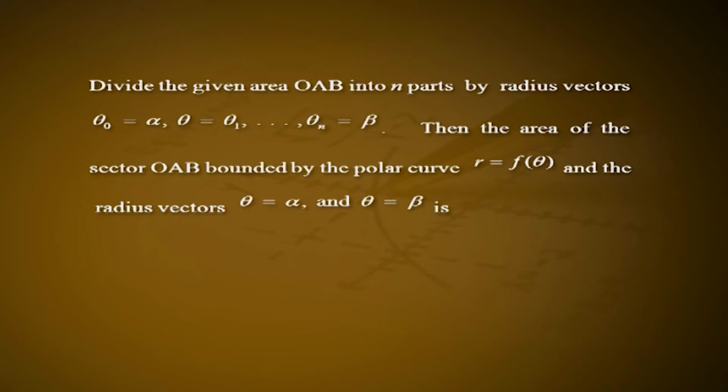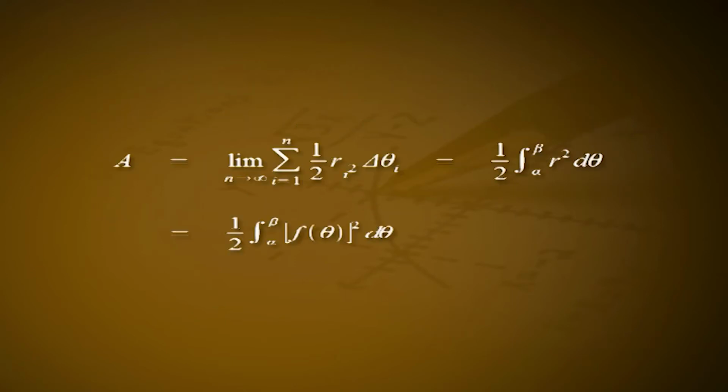Then the area of the sector OAB bounded by the polar curve r is equal to f of theta and the radius vectors theta is equal to alpha and theta is equal to beta is A is equal to limit of summation i varies from 1 to n of 1 by 2 ri square delta theta i as n tends to infinity, which is equal to 1 by 2 into integral from alpha to beta r square d theta, which is equal to 1 by 2 into integral from alpha to beta f of theta whole square d theta.